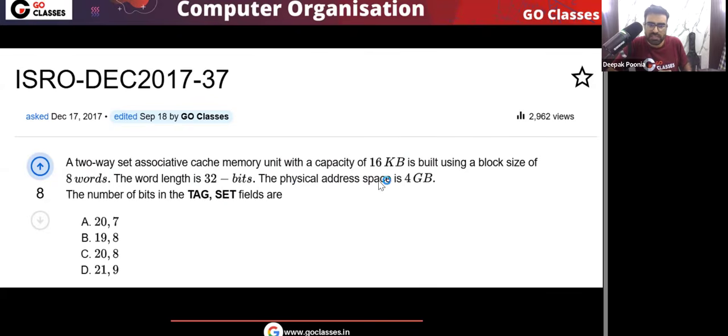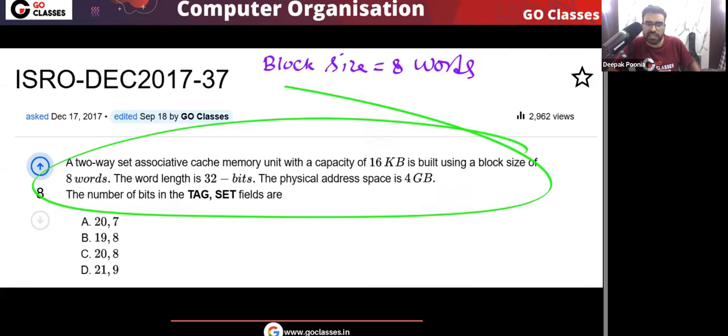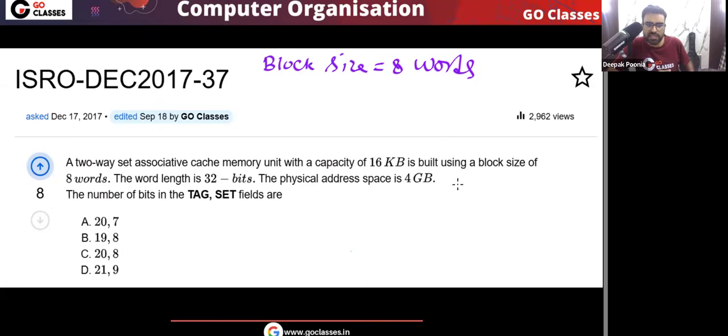You can see what the block size is here. The block size is 8 words. Now, one more thing, I have seen many students, when they see the block size is 8 words, then immediately they assume that main memory is word addressable. But that is wrong. Is it explicitly given in the question that main memory is word addressable? Tell me. No, it is not written.